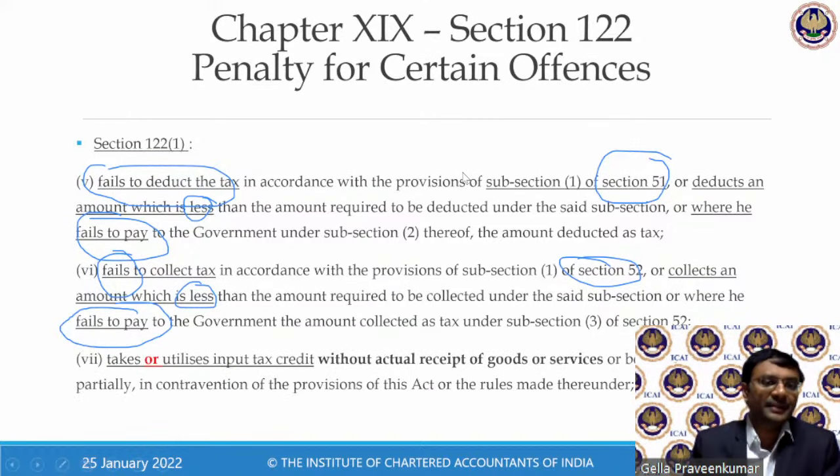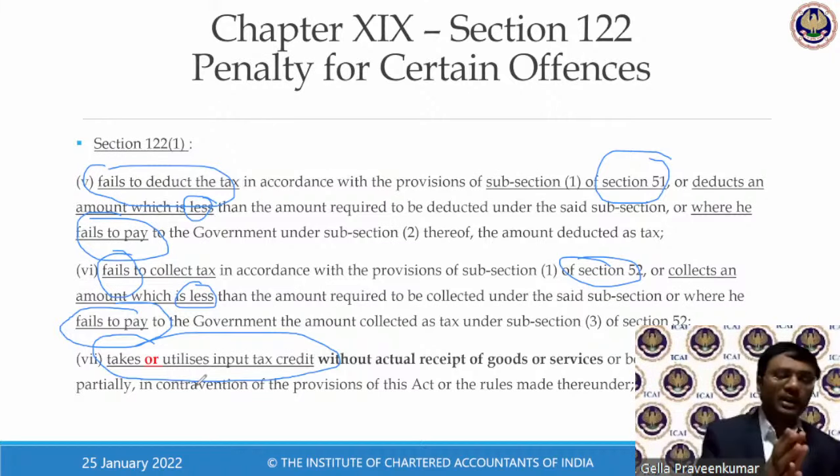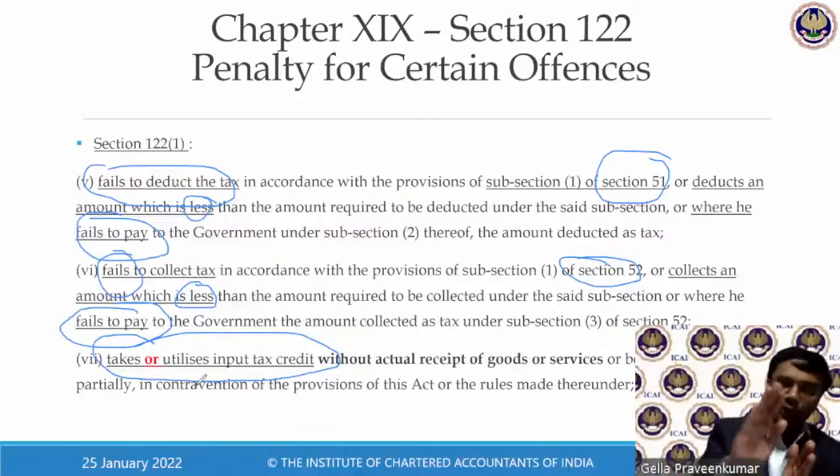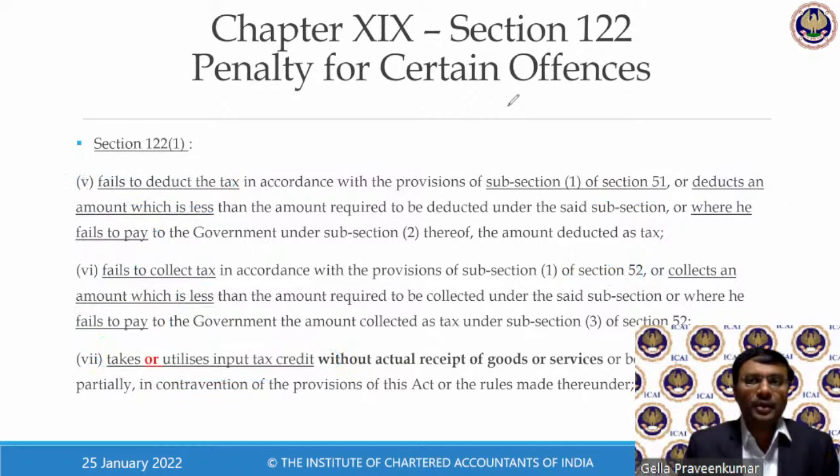Point number 7. Takes or utilizes input tax credit without actual receipt of goods or services. Takes or utilizes. I'll draw your attention to this term: takes the input tax credit, utilizes the input tax credit. Now, before we discuss this at length, let me come back to my Excel file and I'll give an example. Then we'll come back to this point of discussion, students.